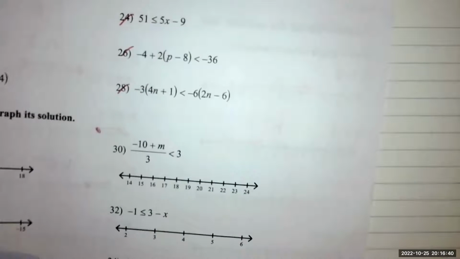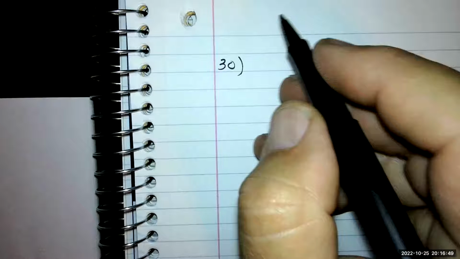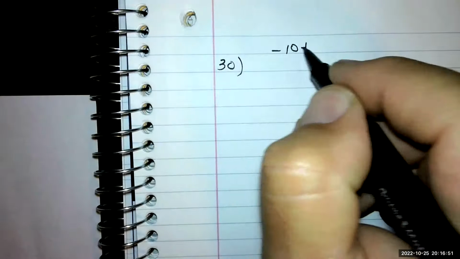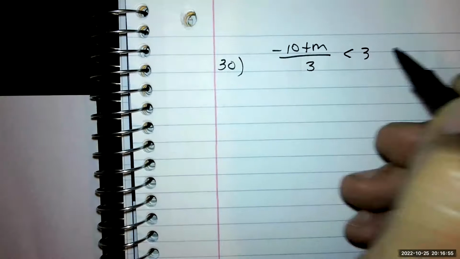I'm going to go ahead and write the first one, number 30. And I'm not going to do all these, I'm just going to pick some of them. All right, so I'm going to do number 30. Number 30 is (-10 plus m), divide the whole thing by 3, which is less than or equal to 3.